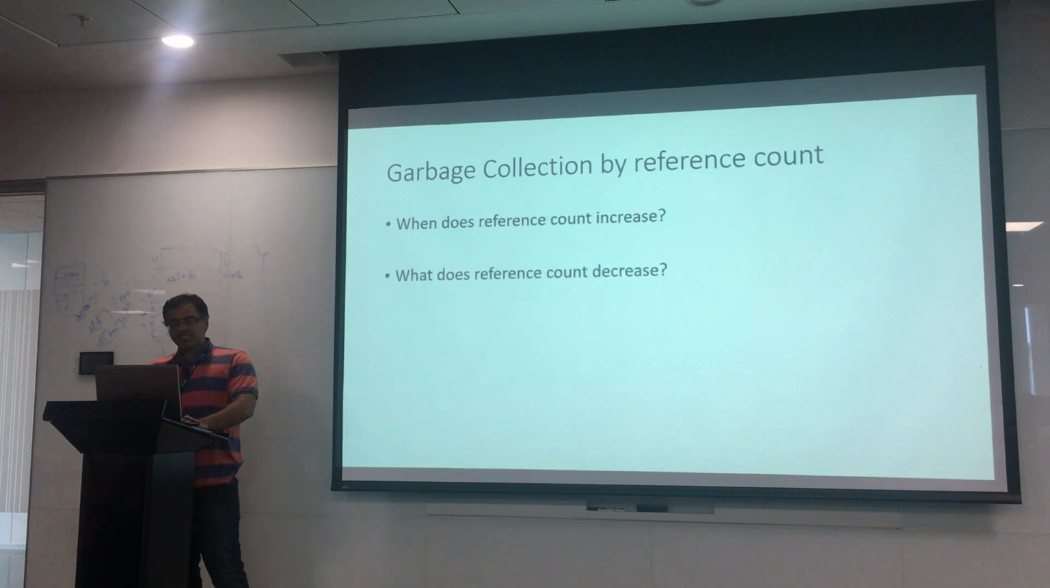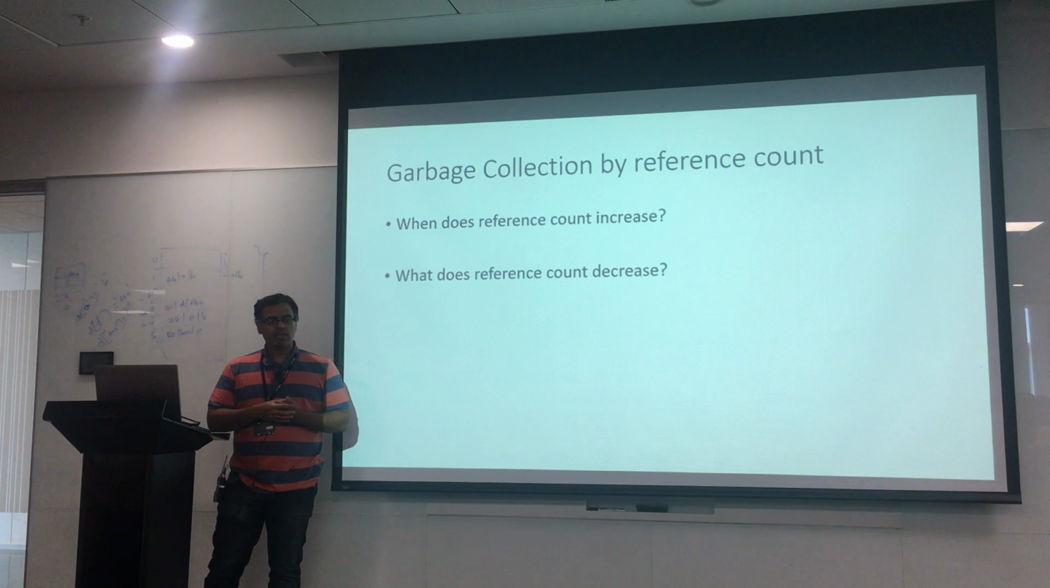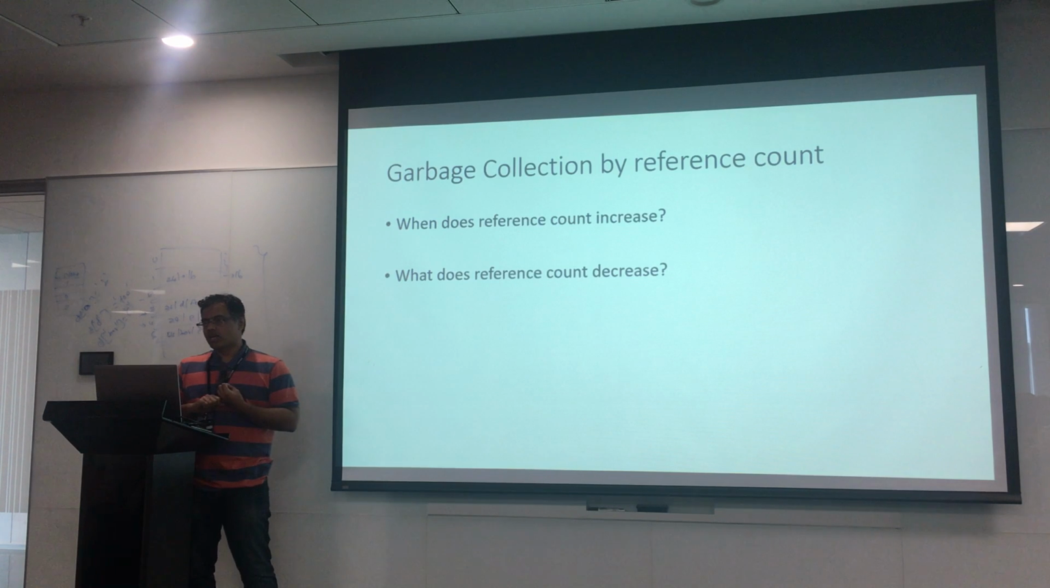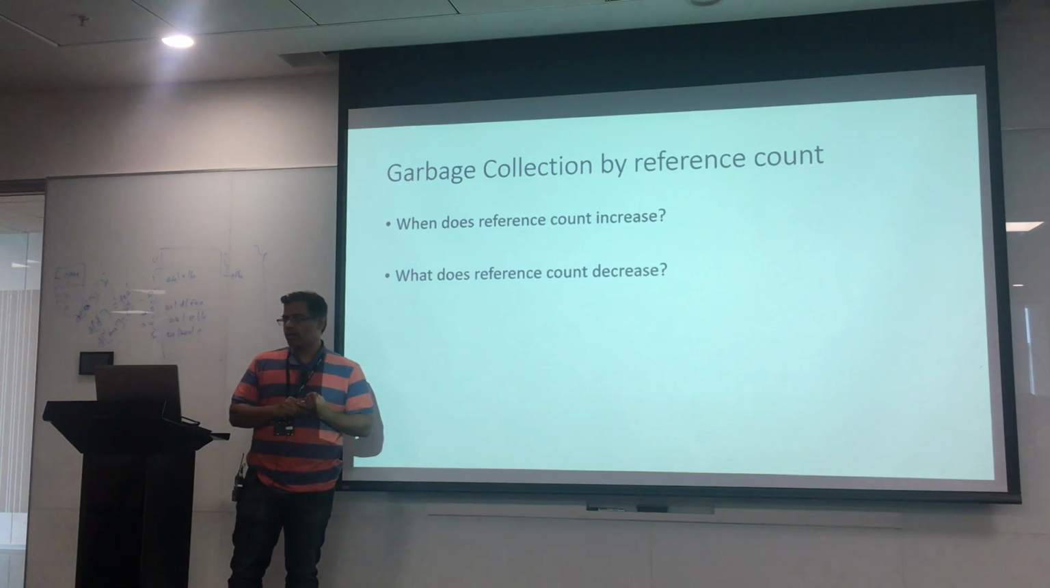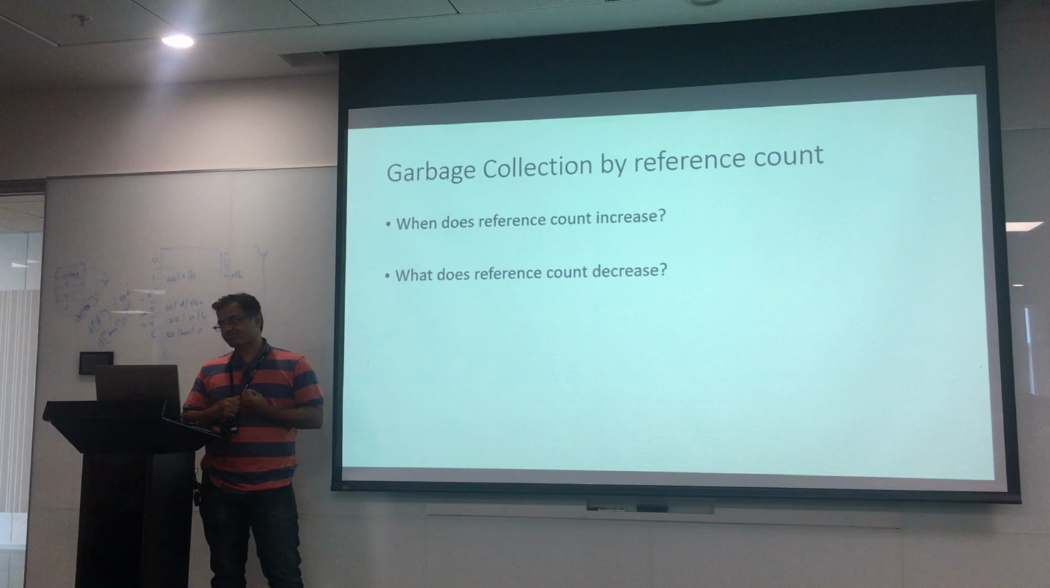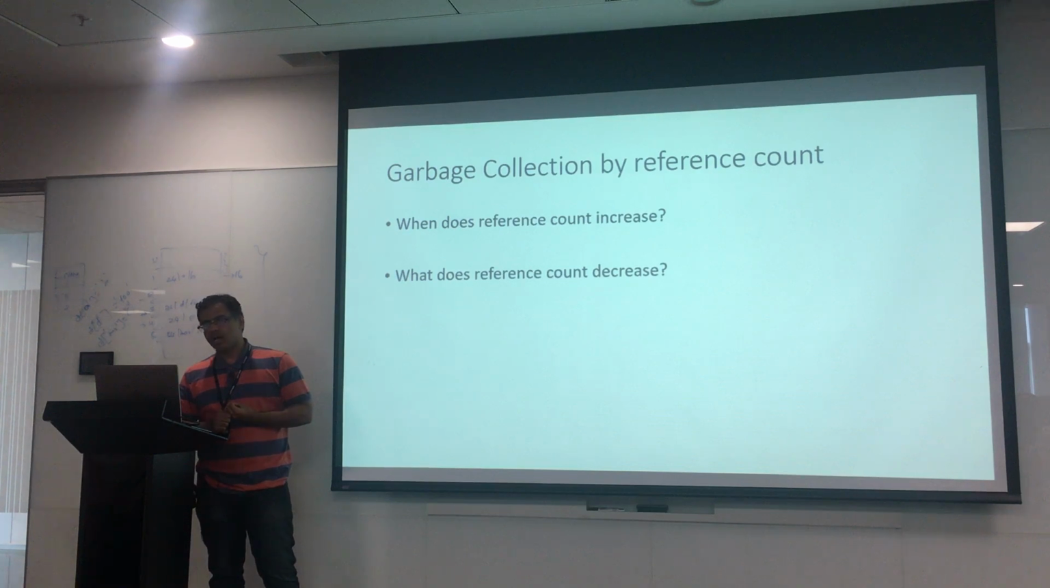Okay, so we basically talked about garbage collection by reference count. And what is the benefit of using reference count? One, it's instant. The moment a variable is no more pointing to an object, it's no more being used, so it's taken out of memory. So it's instant, right? But there are issues with using garbage collection by reference count.